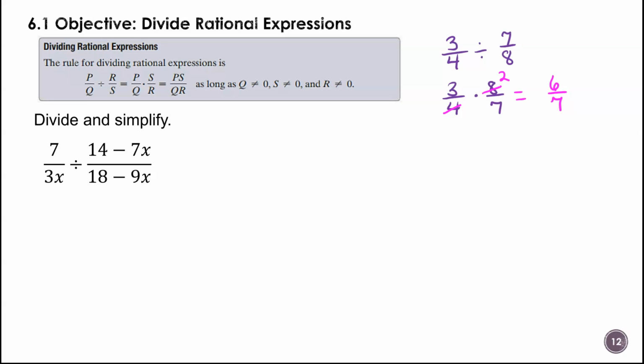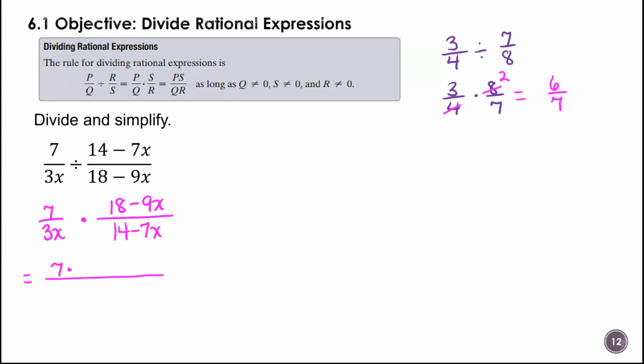Okay, so first we just rewrite. So it's times. Don't forget to change your operation to a times sign. And then we will have 18 minus 9x over 14 minus 7x. Now we're going to just use the same process we did for multiplication. So we're going to rewrite this as times.